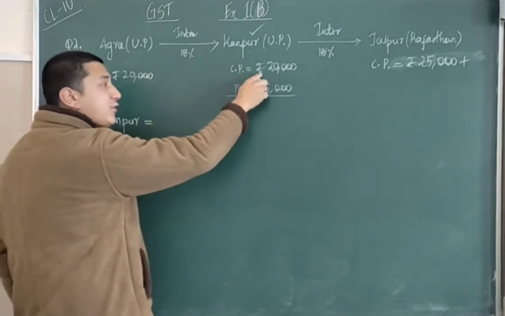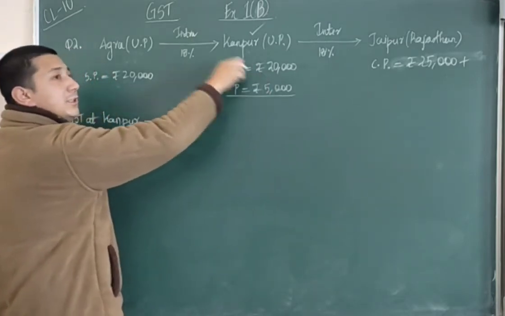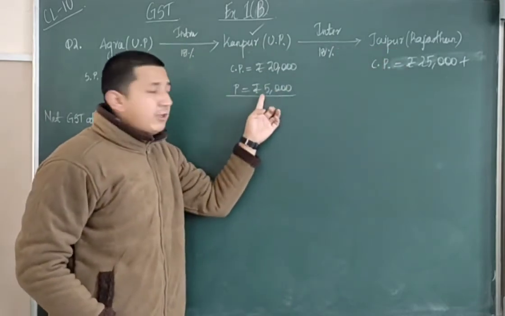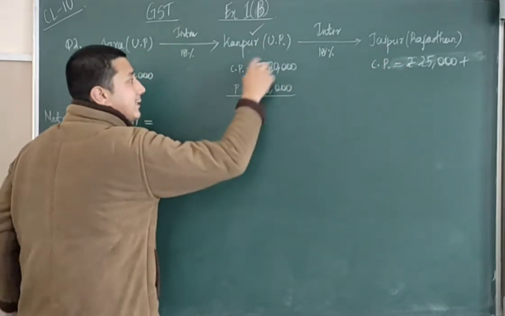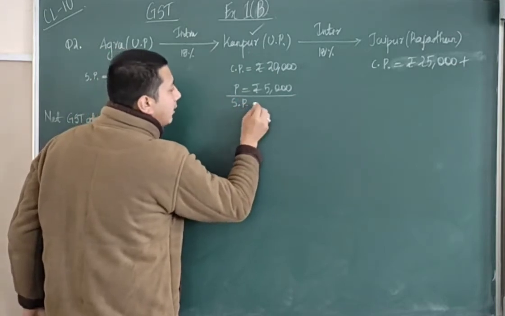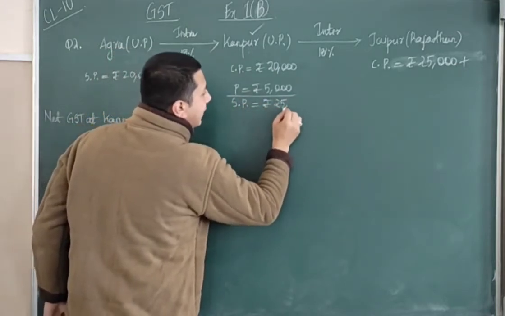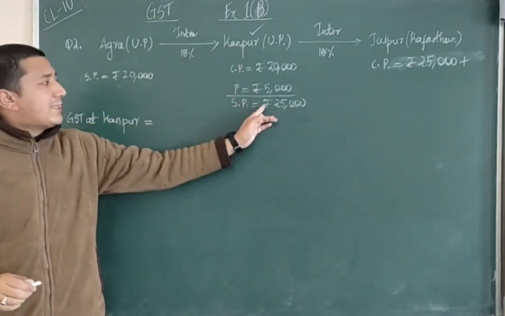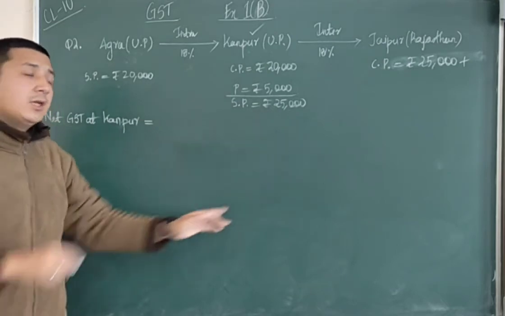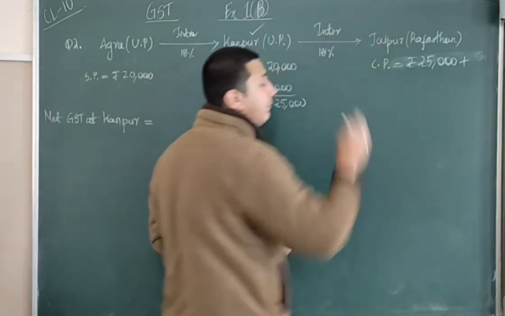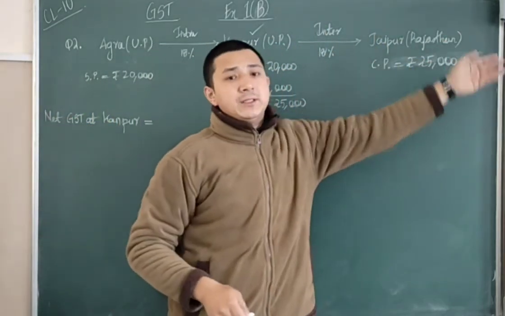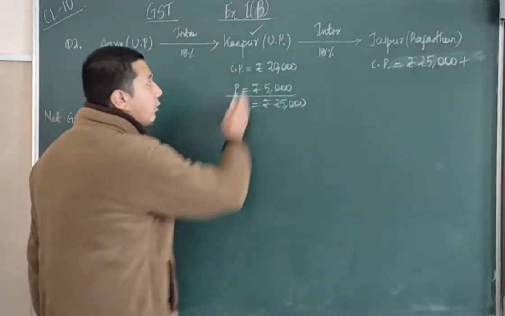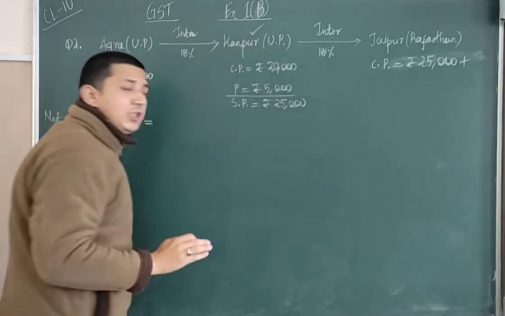Also, this fellow will now be selling the same goods to the fellow in Kanpur by making a profit of 5,000. So his selling price will be rupees 25,000. I hope you're clear with this. The selling price at Kanpur will be 25,000. The cost price at Jaipur will be 25,000 plus something, because out there we are not finding the net GST. Here only we are finding the net GST, so here GST is not included.